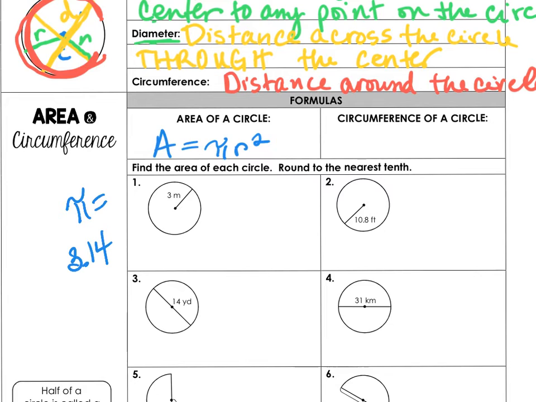Circumference, on the other hand, equals 2 pi r, or pi d.